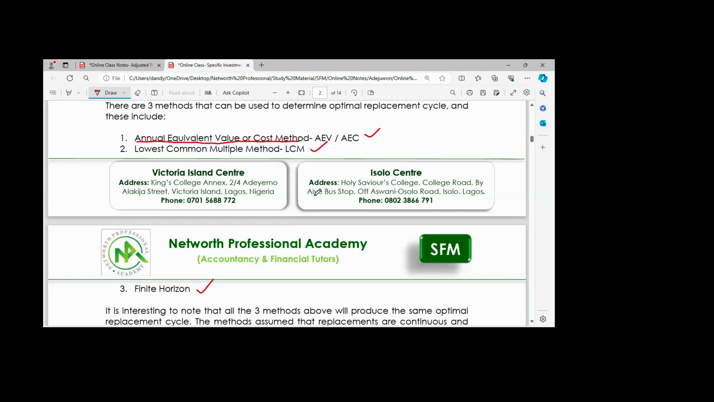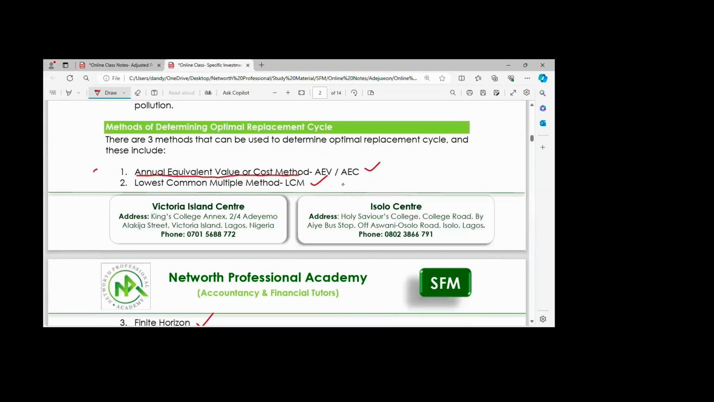The finite horizon is only used where there is inflation. And one of the assumptions of replacement strategy is that taxation and inflation are ignored. So if taxation and inflation are ignored, why are you now using finite horizon? Because the finite horizon method is more appropriate where there's inflation. But in any case, at all times, always use the annual equivalent value or cost method.